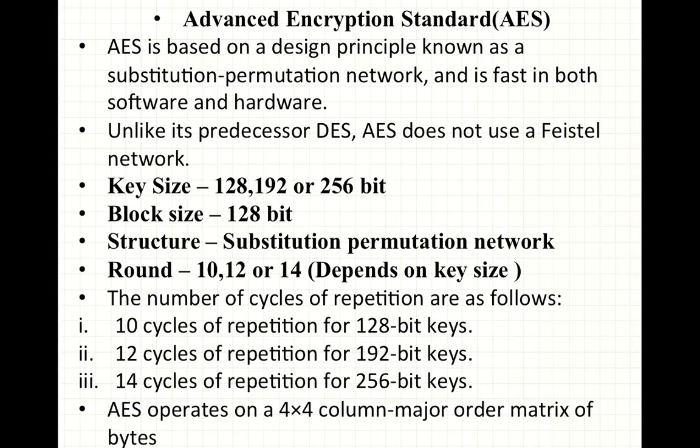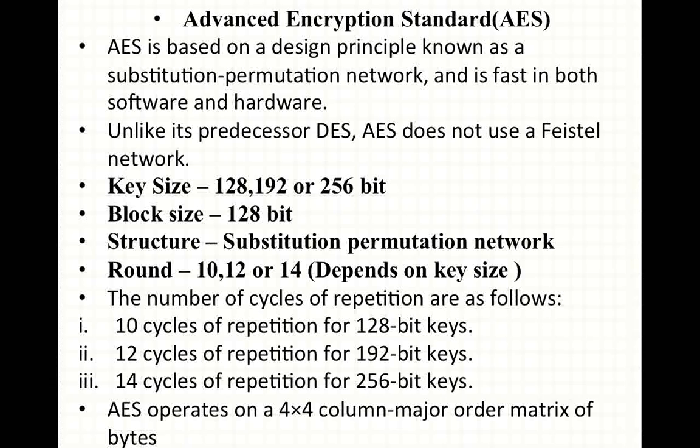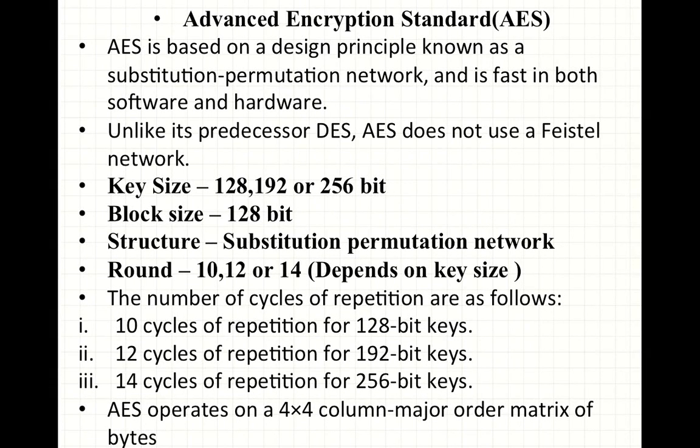The number of cycles of repetition is as follows: 10 cycles of repetition for 128-bit keys, 12 cycles of repetition for 192-bit keys, and 14 cycles of repetition for 256-bit keys. AES operates on a 4x4 column-major order matrix of bytes.